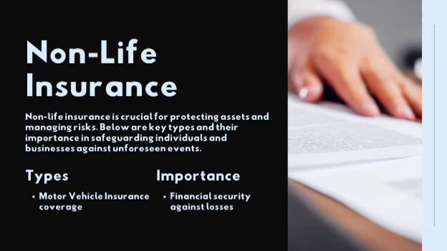Next, we have accident insurance. Now, accident insurance provides compensation for accidental injuries, disability, or death. It covers bodily injury and death resulting from accident, and can be a personal or group policy.